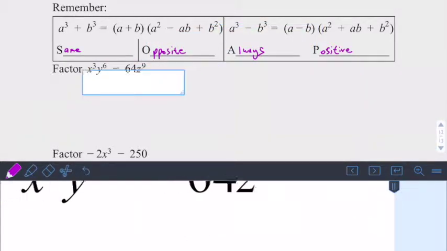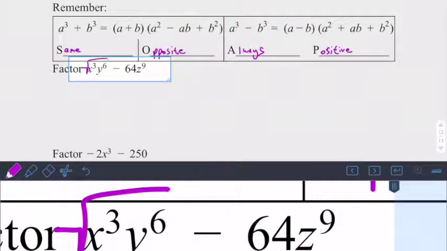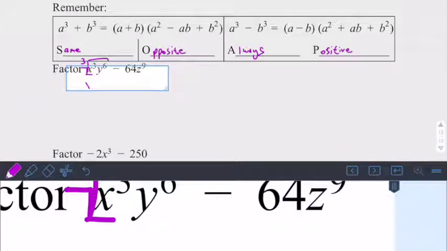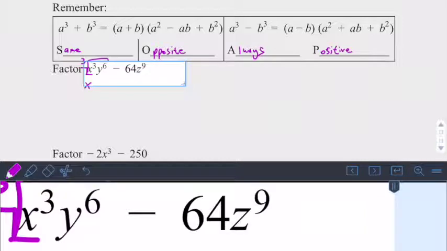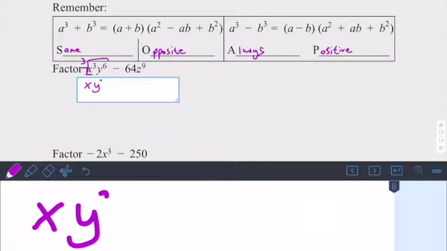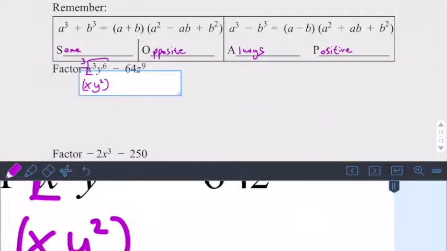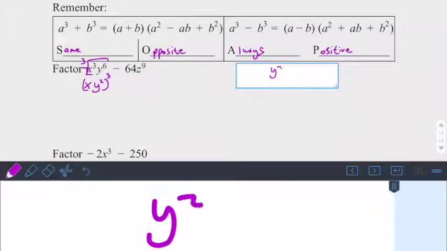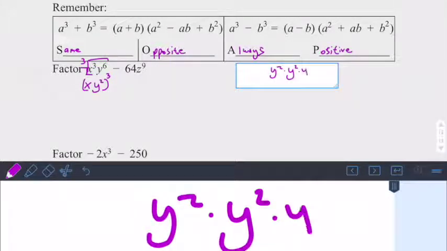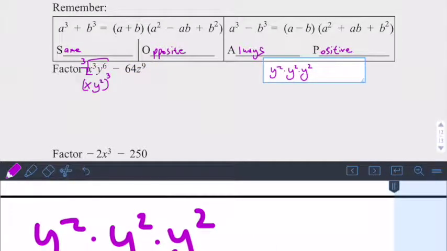Well, this is a difference. I need the cube root of each. Well, the cube root of x cubed is just x. And the cube root of y to the sixth is going to be y squared. And let me show you why real quick. So if we had y squared times y squared times y squared, right? That's what cubed means. Then we would have 2 plus 2 plus 2 for y to the sixth.